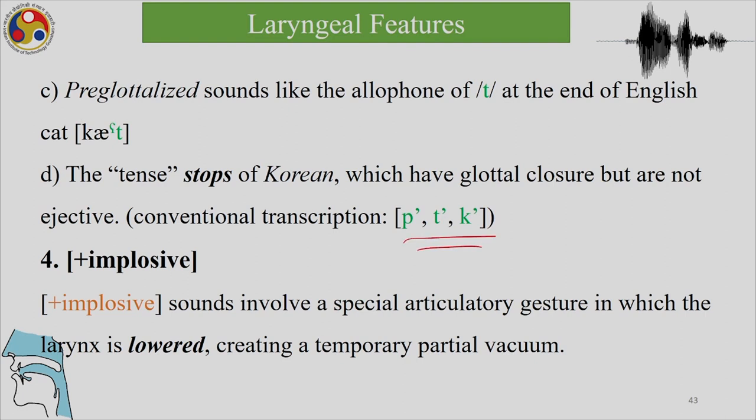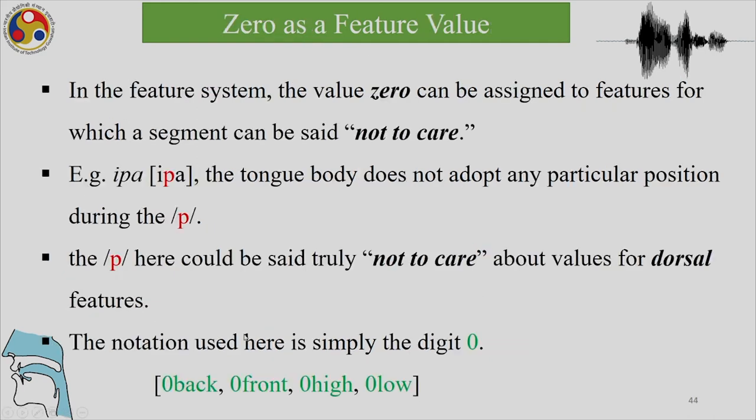And then implosives, which we have seen a bit in the previous lectures. Implosives involve a special articulatory gesture in which the larynx is lowered, creating a temporary partial vacuum. Then in the feature system, the value 0 can be assigned to features for which a segment can be said not to care. For example, the tongue body does not adopt any particular position during the schwa. The schwa here could be said truly not to care about the values for dorsal features. The notation here is simply null, so it's either null back or null front or null high or null low.